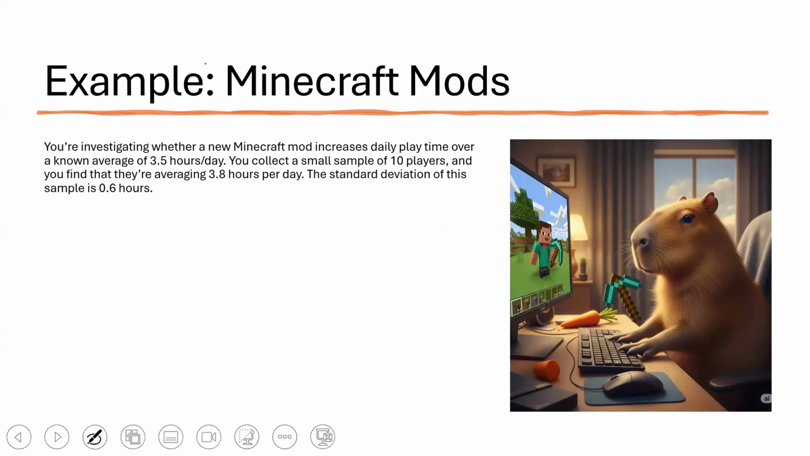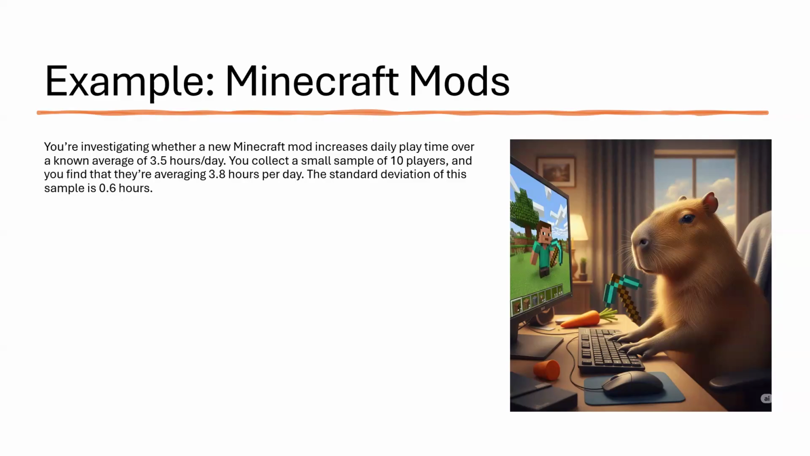All right, you're investigating whether a new Minecraft mod increases daily playtime. You collect a small sample of 10 players, and you find that they're averaging 3.8 hours per day. The standard deviation of this sample is 0.6 hours. The claimed average, or what the developer asserts, is 3.5 hours per day. So we're wondering, is this observed increase enough evidence to say the mod truly boosts playtime?